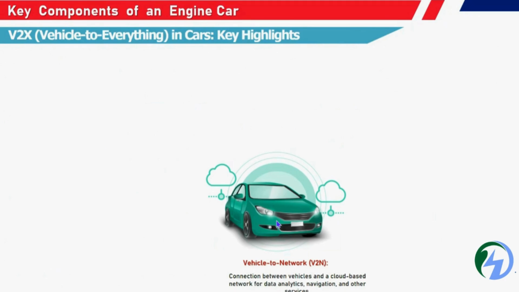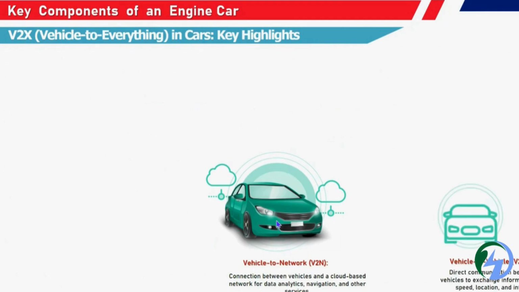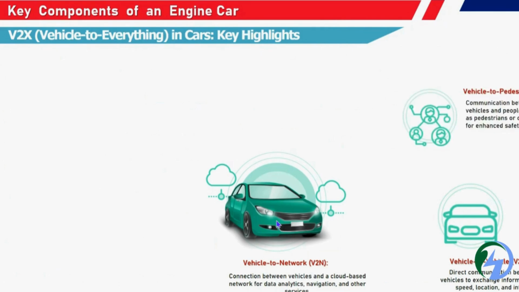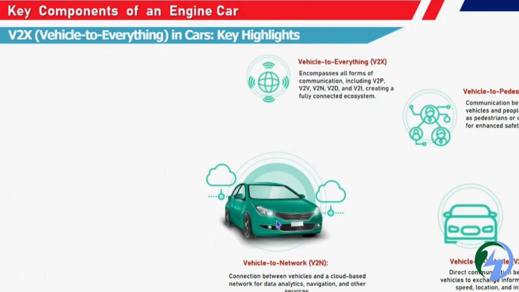Generally it is the connection between the vehicles and a cloud-based network for data analytics, navigation, and other systems. And V2V is vehicle-to-vehicle, so it is direct communication between vehicles to exchange information like speed, location, or intent. Vehicle-to-pedestrian is communication between the vehicle and people, such as a pedestrian or a cyclist, for safety. And V2X, vehicle-to-everything, is an encapsulation of V2V, V2N, V2D, V2I, and V2P, so it creates a fully connected ecosystem.